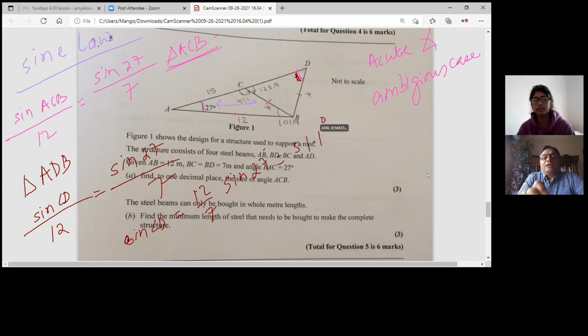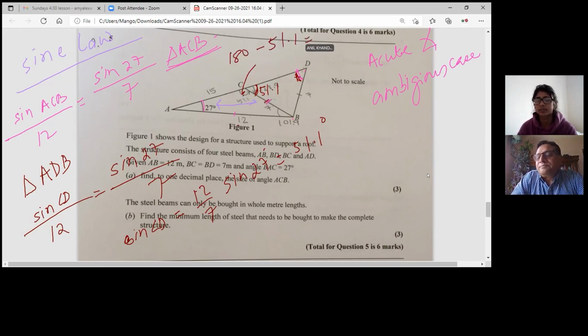Now clearly from this figure, as you can see, angle D is greater than angle C, right? Angle D is greater than angle C. And since this is an isosceles triangle, this angle is 51.1 degrees, same as angle D, correct? So what should be this angle C? It should be 180 minus 51.1 degrees, correct? So in ambiguous cases, we get 2 angles. If theta is one angle, the other one is 180 degrees minus theta.